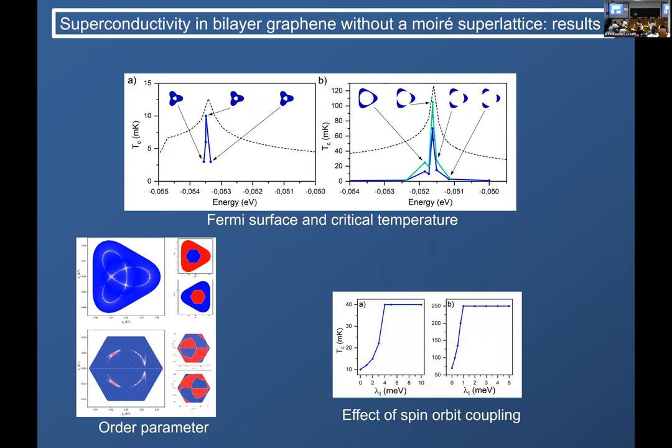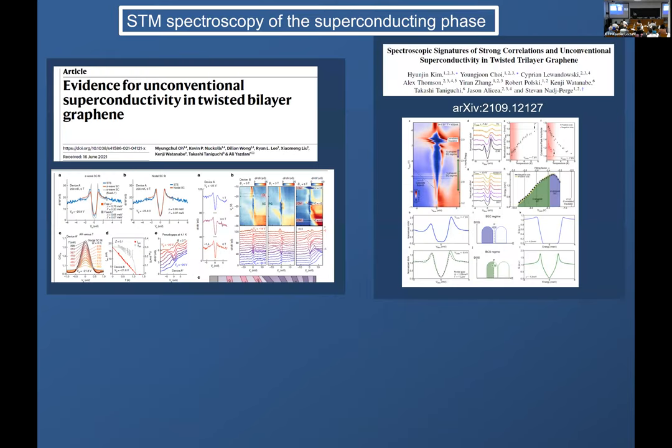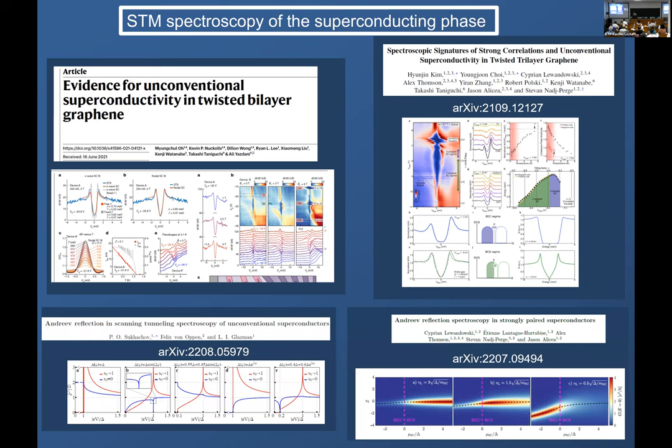We have added spin orbit coupling because of the Caltech group, Stevan Nadj-Perge's group, and amazingly, we found that the critical temperature grows with spin orbit coupling and then it saturates. So it will depend on the substrate. But now let me move quickly to the results Ali has just shown about Andreev scattering as measured by STM probes in twisted bilayer graphene.